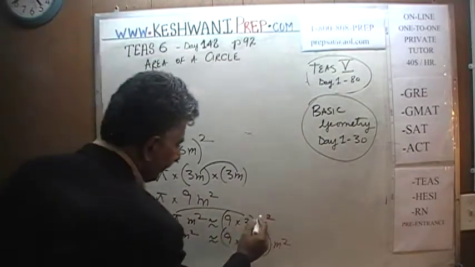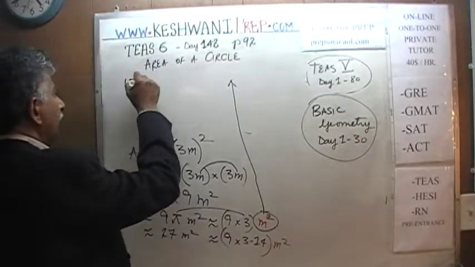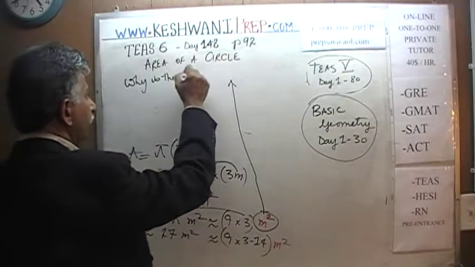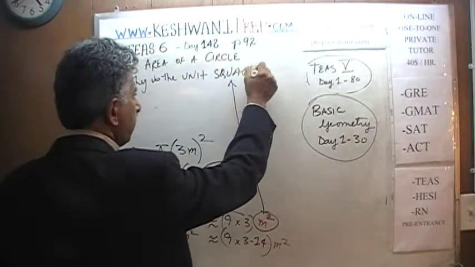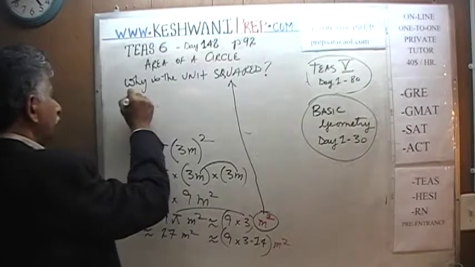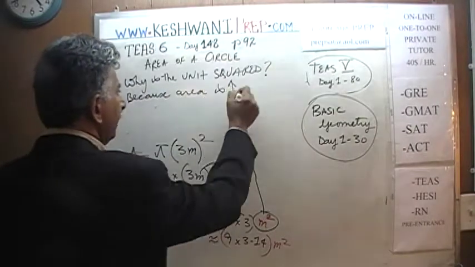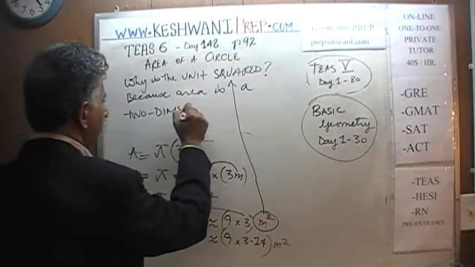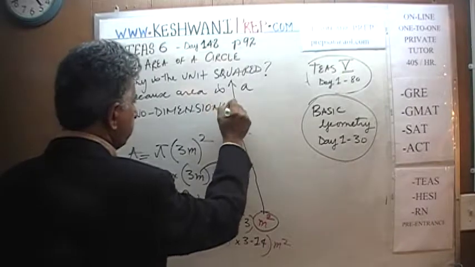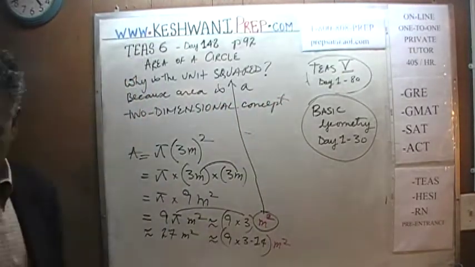See right here? This is what we're talking about here. Why is the unit squared? Because area is a two-dimensional concept. Area is a two-dimensional concept.